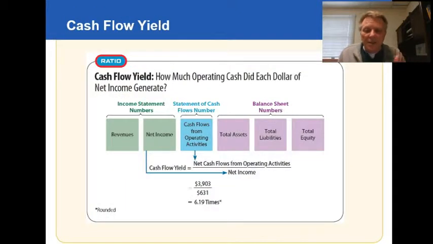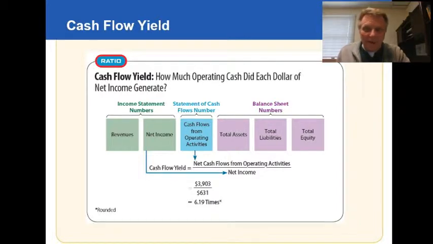This next slide shows how much cash Amazon generated from their net income. So in this case, you can see it, the math is pretty simple. For every $1 of net income, they generated $6.19 worth of cash.